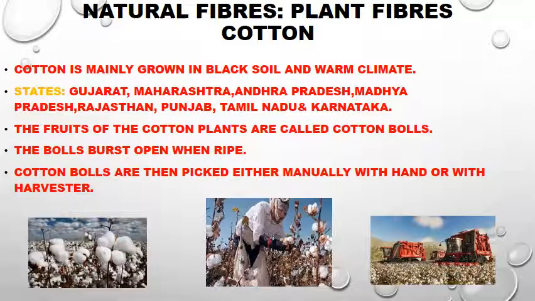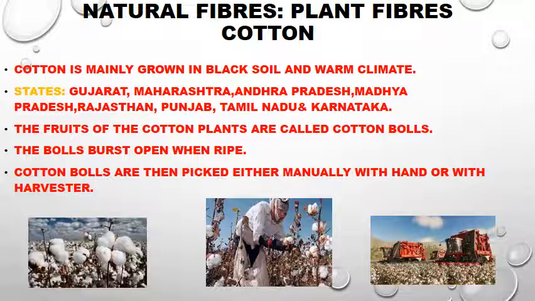Now we will study natural fibers obtained from plants. So let's take cotton first. Okay, students, cotton is a soft fiber that grows around the seeds of the cotton plant. The cotton plants are usually grown in black soil in a warm climate. In our country, cotton is cultivated in Gujarat, Maharashtra, Andhra Pradesh, Madhya Pradesh, Rajasthan, Punjab, Tamil Nadu, and Karnataka.